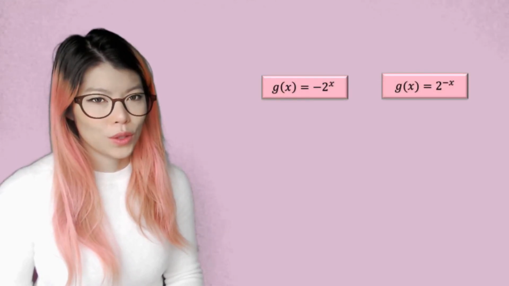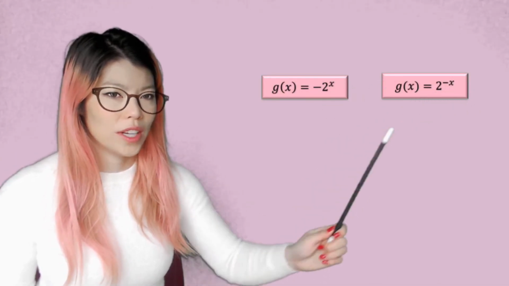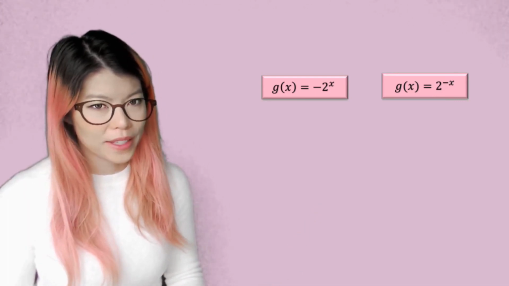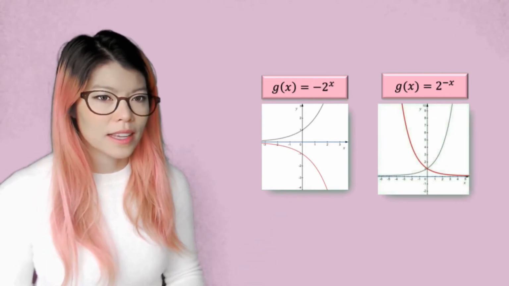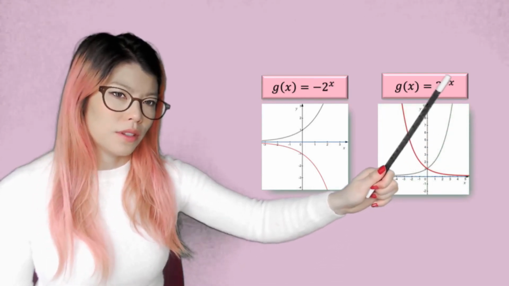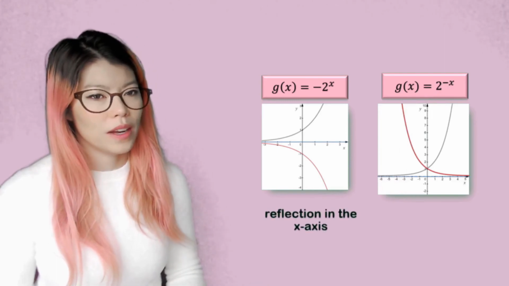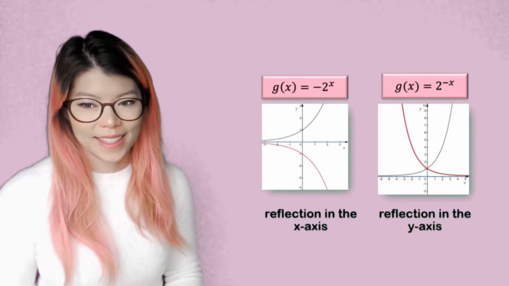Let's compare these two, negative 2 to the x and 2 to the negative x. What do they look like side by side? Well, negative 2 to the x is a reflection in the x-axis, and the negative in front of the little x will be the reflection in the y-axis.